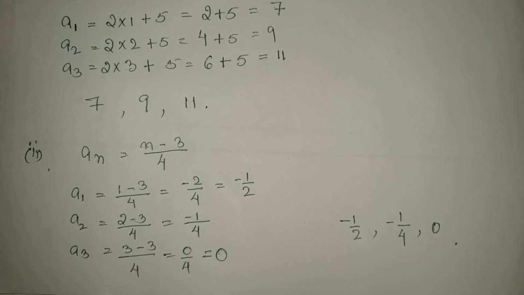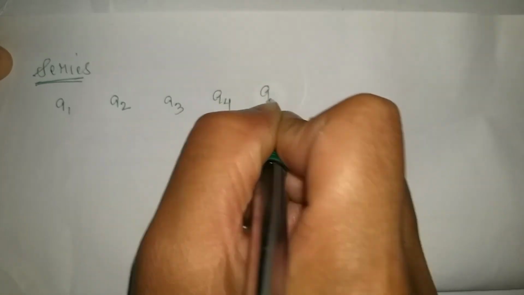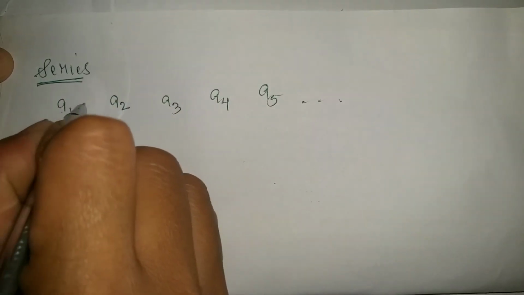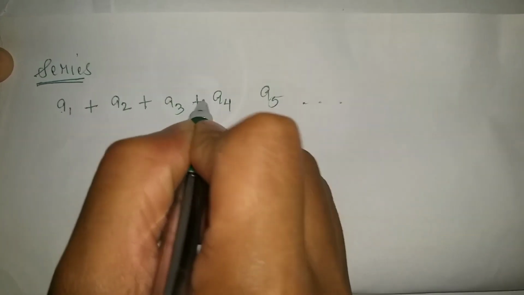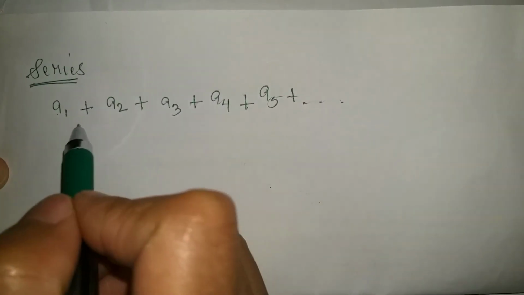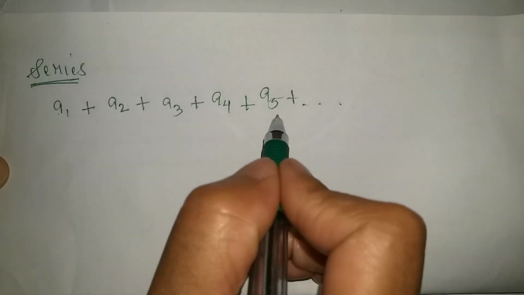Now let me come to series. What is a series? Suppose I have a sequence where the first term is a1, second term is a2, a3, a4, a5, and so on. My series is I add all these terms together. That is a1 plus a2 plus a3 plus a4 plus a5 plus a6, and so on. So this is my series.